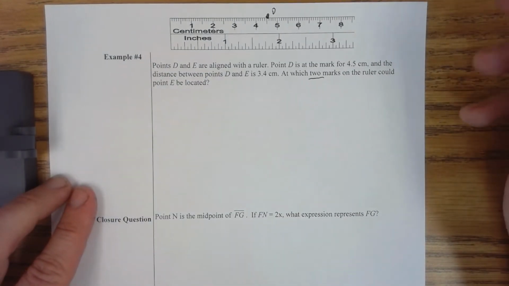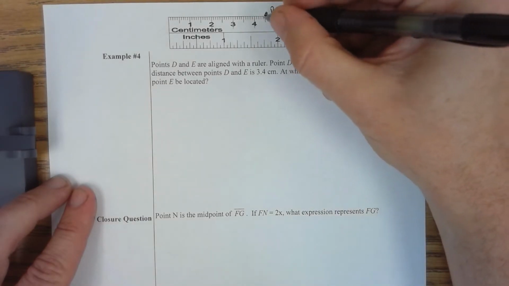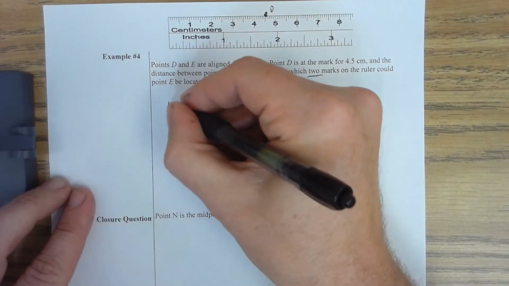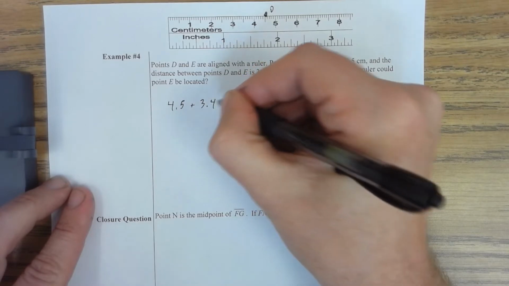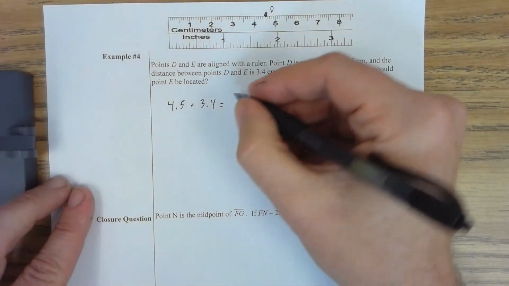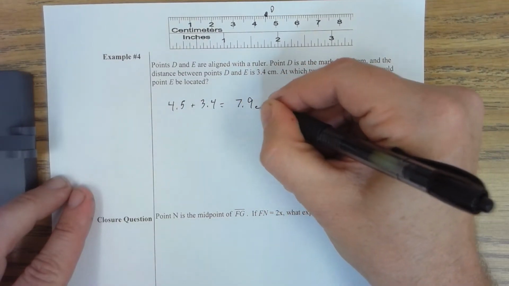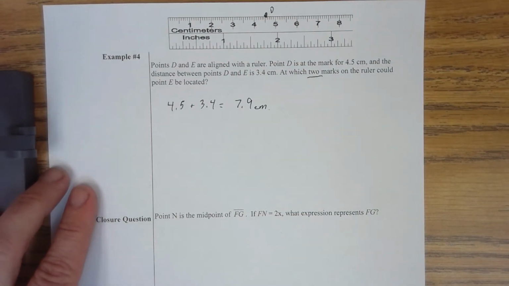Alright, let's look at the obvious thing. If we go 3.4 centimeters more than D, 1, 2, 3, and a little bit more, then we start at 4.5 and we add 3.4 to it. To get E is now going to be at 7.9 centimeters. Okay, but we got 2 answers. They didn't tell us E is to the right of D. E could be to the left.